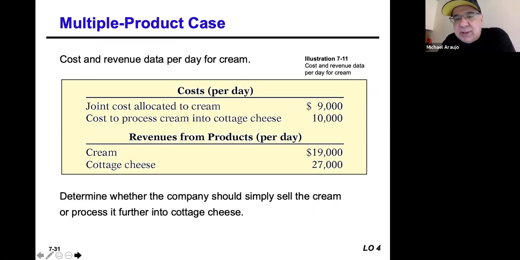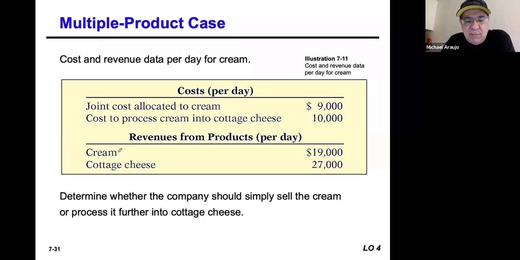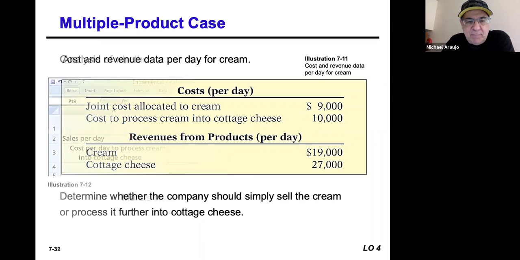Here's some general information about our dairy or creamery. Cost per day: they have the joint costs allocated to cream for $9,000, joint costs allocated to cottage cheese, $10,000. Revenue from all that cream, $19,000. If they keep processing it, they would get $27,000 of cottage cheese revenue. So should they simply just sell the cream as is or process it further? Well, that's what we're going to be looking at.